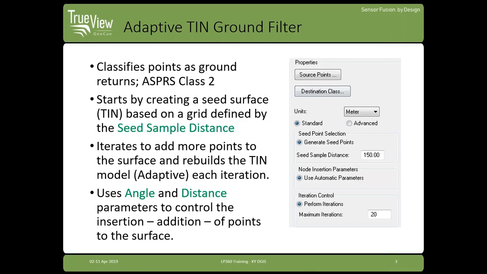We have to start somewhere, and that seed surface is defined by a grid. So seed sample distance, I want you to remember that term, that's basically the size of that initial grid that we use to get that initial surface. The algorithm is then going to build a TIN surface from that, and it's going to go through and look at the other points and compare each point to that seed surface using an angle and distance test. So there's going to be an angle and distance parameter. I want you to remember that. If that candidate point passes those parameters, then it's added to the surface. If it's not, it's ignored. And the algorithm then iterates.